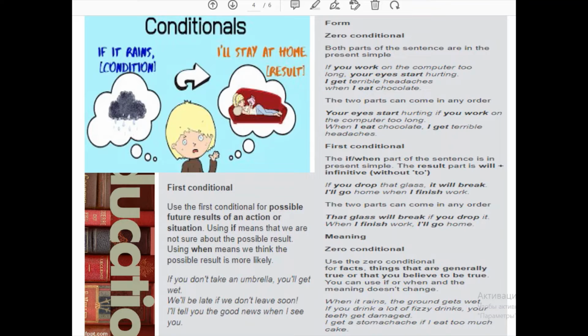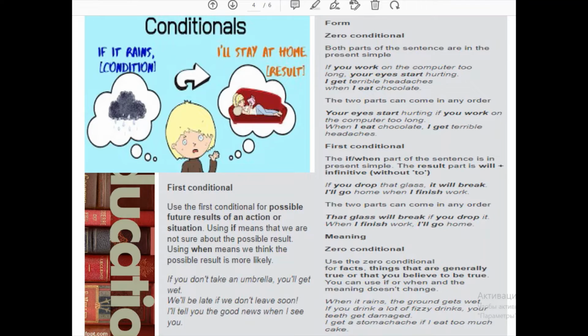The zero conditional and time. We use the zero conditional to talk about things which are always true. We use the present tense, but we are talking about all time. It means past, present, and future.